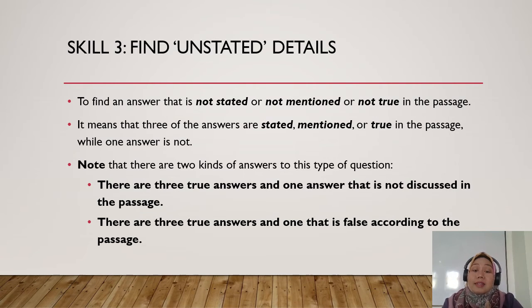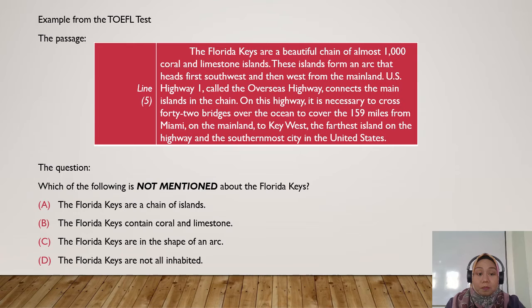Note that there are two kinds of answers to this type of question. The first is that there are three answers, and one answer is not discussed in the passage. The second is that there are three true answers and one of the answers is false according to the passage. So it is either not discussed, or not true, or false according to the passage. That is unstated details.